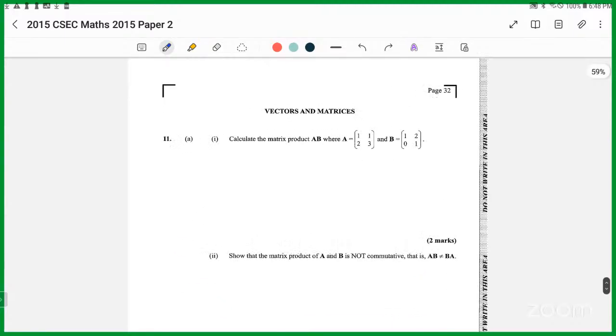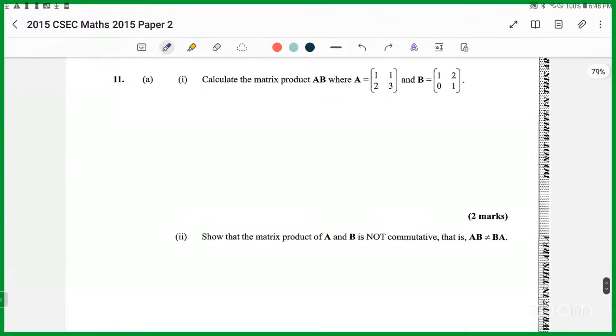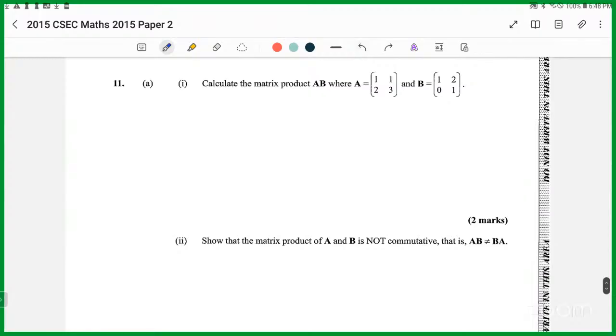It's gonna be fun, nice and easy. Fun doing trigonometry. Let's go. This one gives us these two matrices, A and B, and I want us to calculate the product. So we need to multiply these two matrices. Alright, there's only 2 marks to do it.